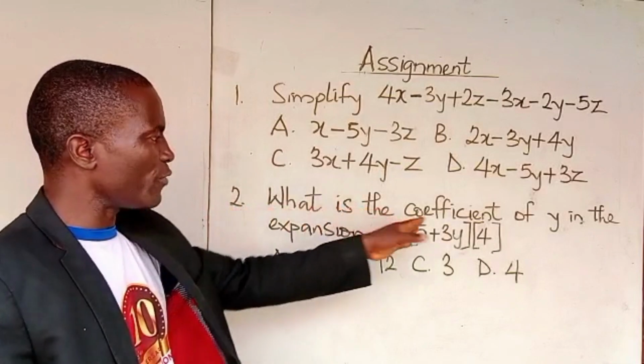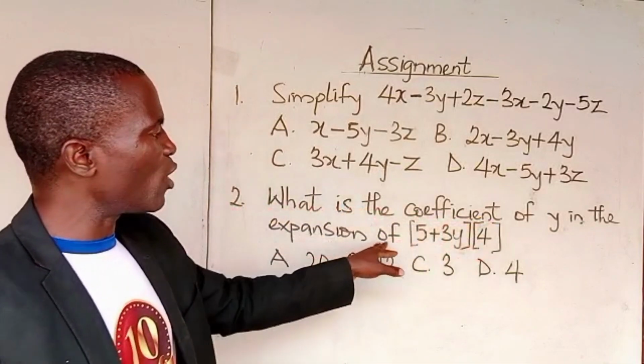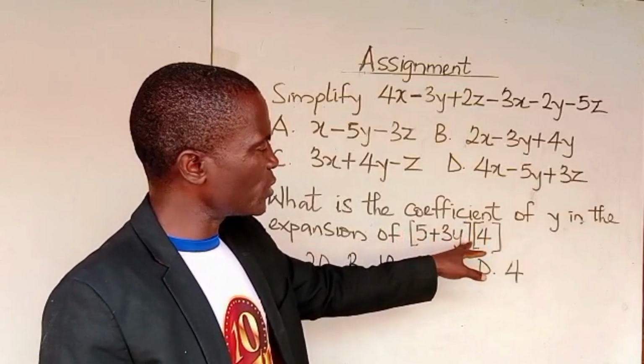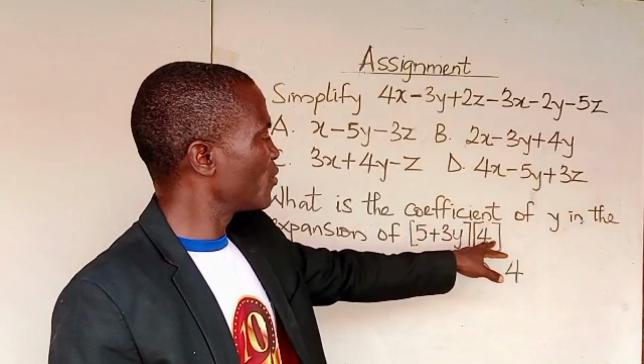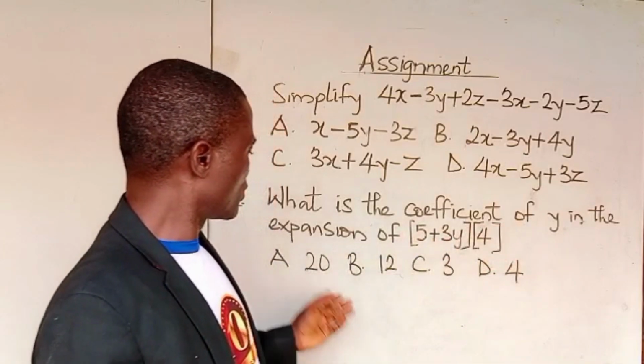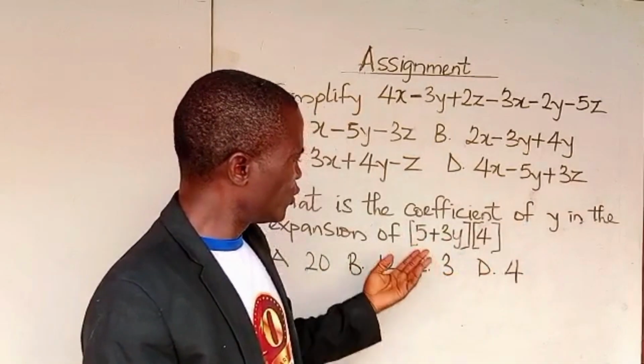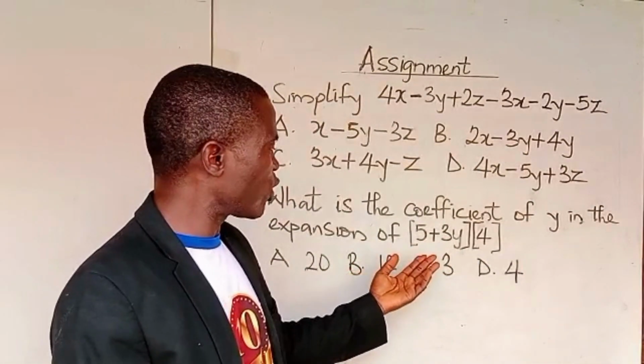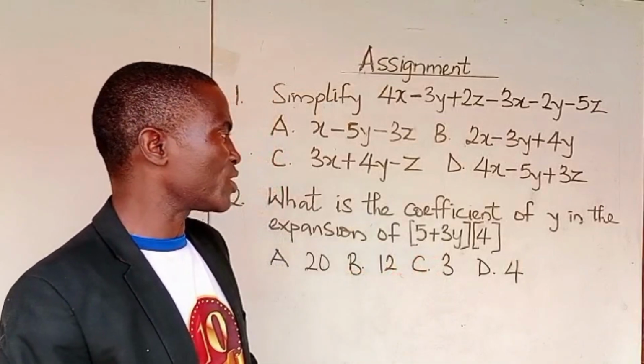2. What is the coefficient of y in the expansion of bracket open 5 plus 3y bracket close, then bracket open again 4 bracket close? So here are the options. After solving, you find out the most appropriate option, then you submit the option to the comment section.